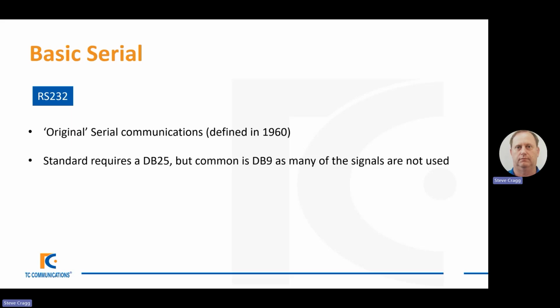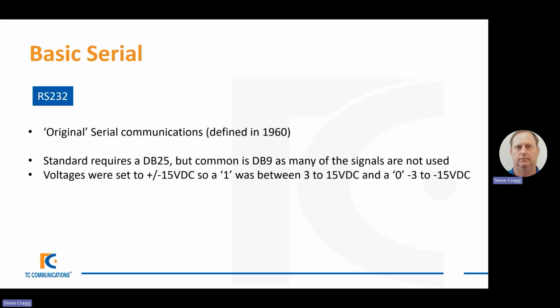It was pretty common after that to drop that down to a 9-pin connector, because so many of the signals that were actually defined are simply not used. Voltages for this are set to plus or minus 15 volts DC. So a 1 was between 3 and 15 volts DC, and a 0 minus 3 to minus 15 volts DC. So that really was the standard. Very common for devices to do plus or minus 5 volts DC. That's on the transmit side.